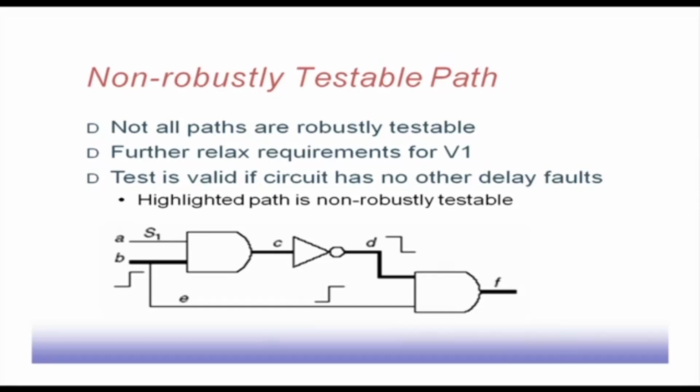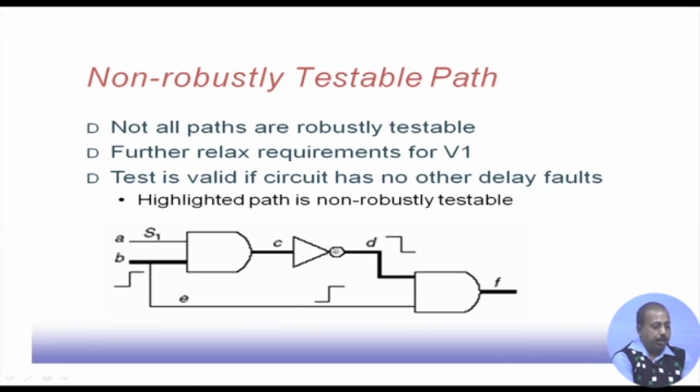There is another class of path which is known as non robustly testable path. Not all paths are robustly testable, so it is not that we can do the robust path for all the cases. So we can relax the requirement for V1. We say that the test is valid if the circuit has no other delay fault. If there are no other delay faults in the circuit, then even for a non robustly testable path, we can generate a test pattern.